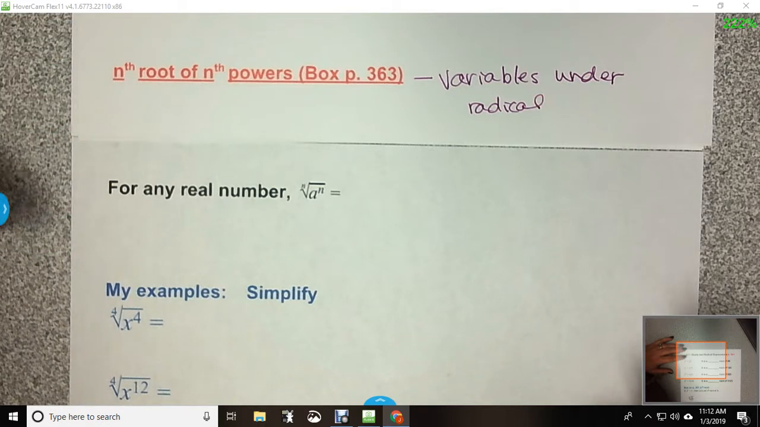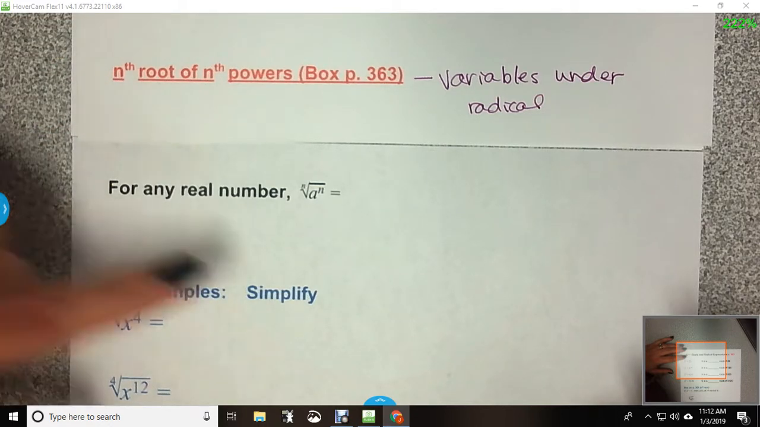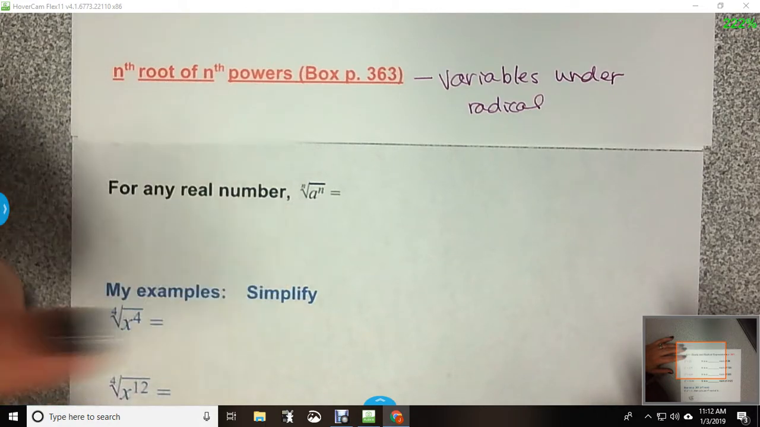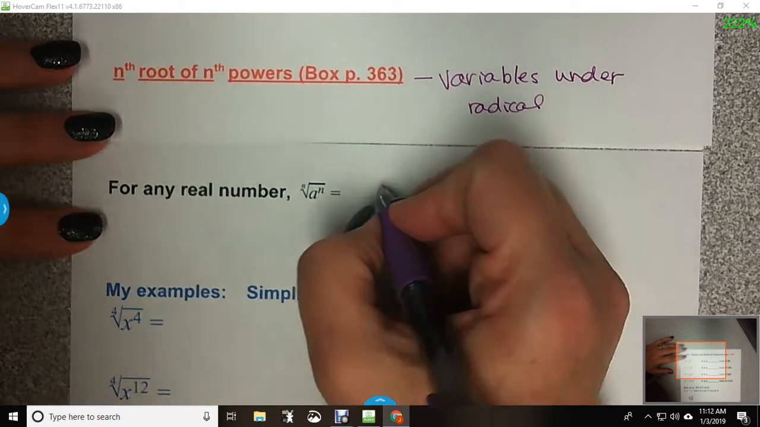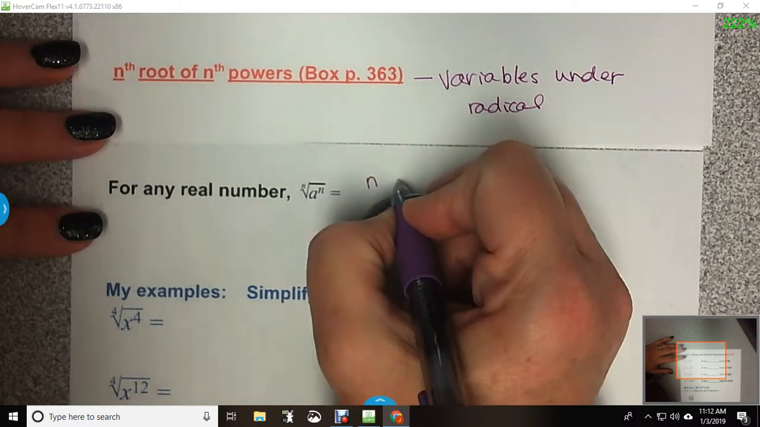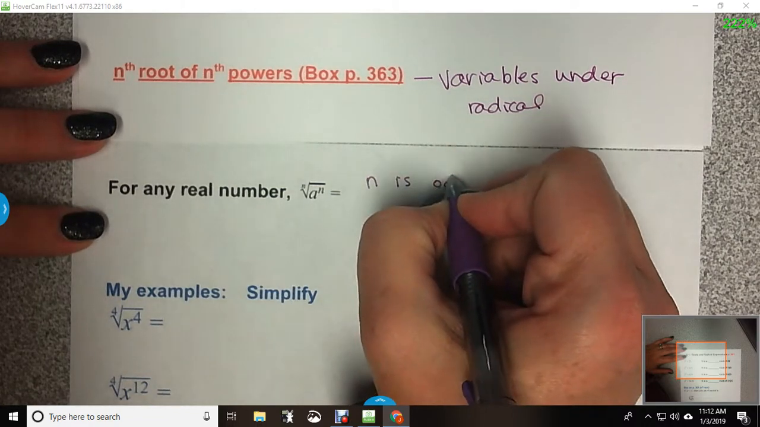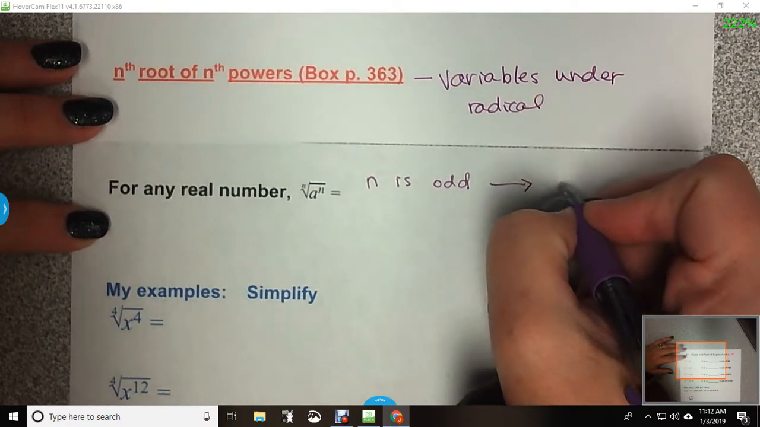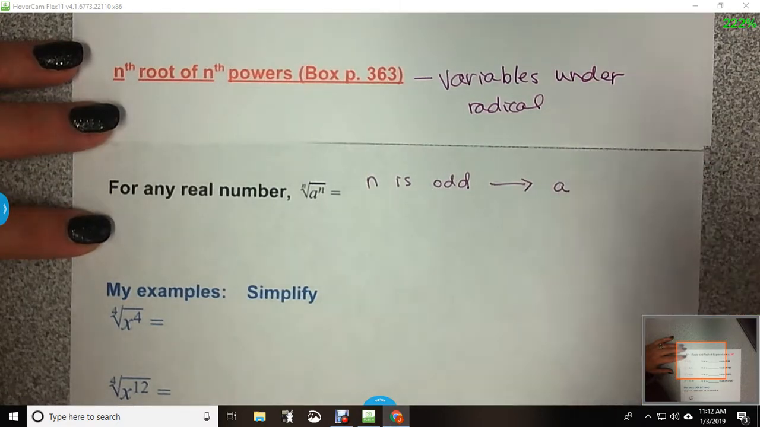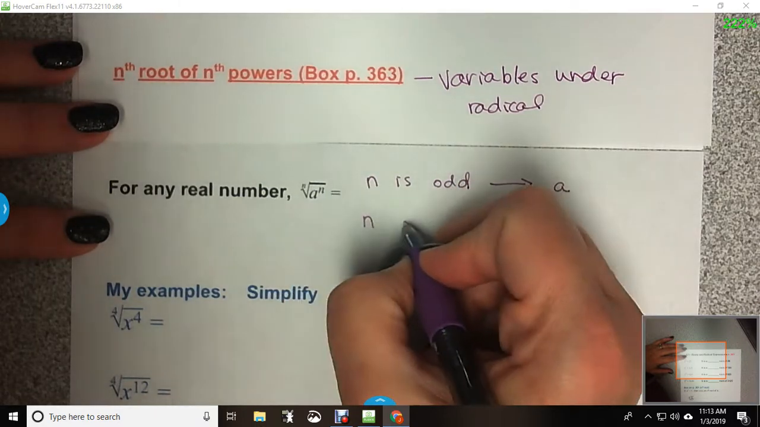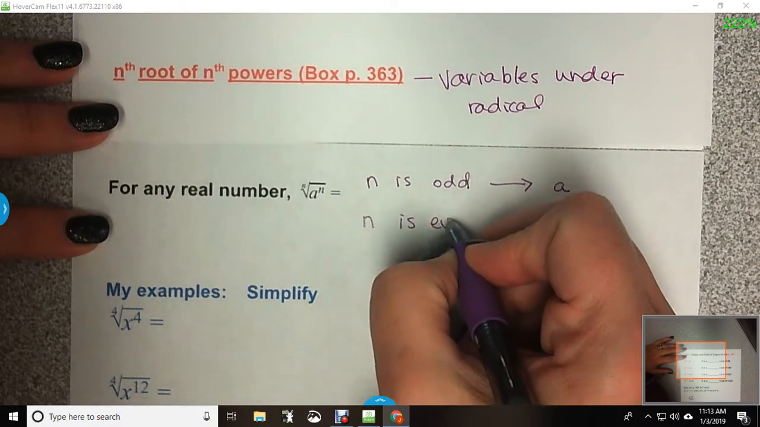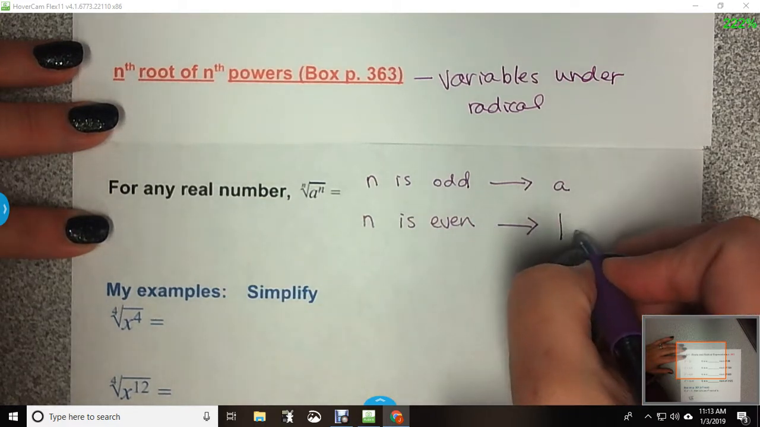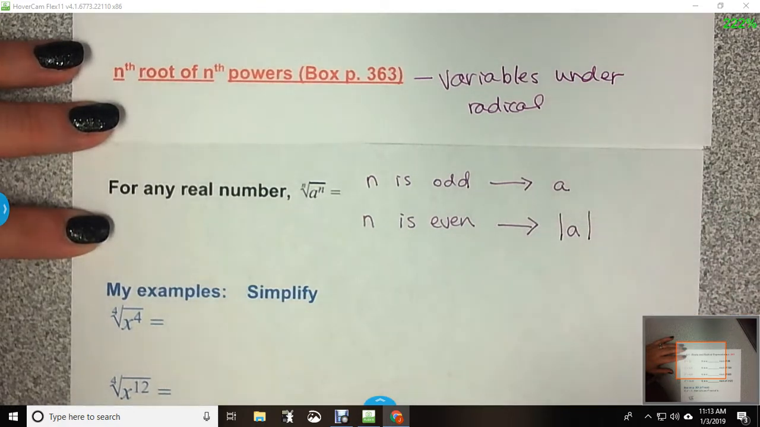So now it says for any real number, the nth root of a to the nth. Well, you're going to have two scenarios here. If n is odd, then your answer will be a. However, if n is even, you are going to get the absolute value of a.